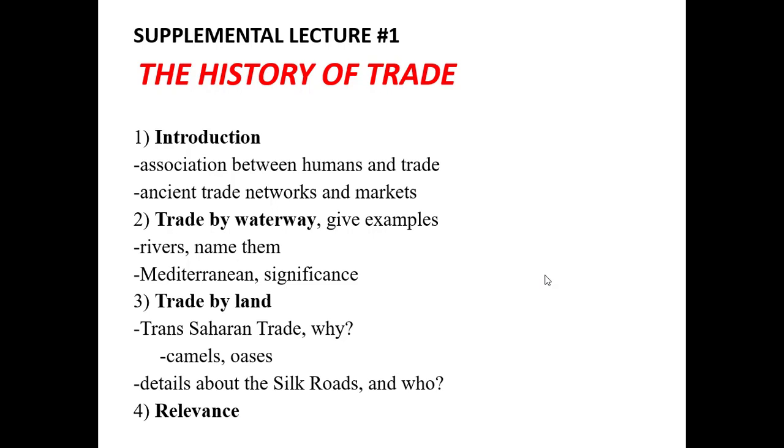You should be writing about other things. But if it's on the essay, if it says Mediterranean, tell me about the Mediterranean. Don't skip that, okay? So trade by waterway, rivers, and the Mediterranean significance. Trade by land, the trans-Saharan trade. Why'd they do that? What part did camels and oases play in the trans-Saharan trade? Details about that, and then the next type of trade by land is the Silk Roads. And there's a specific person I want you to identify, okay? And then the relevance, at the end of the lecture, I will give you the relevance, okay?